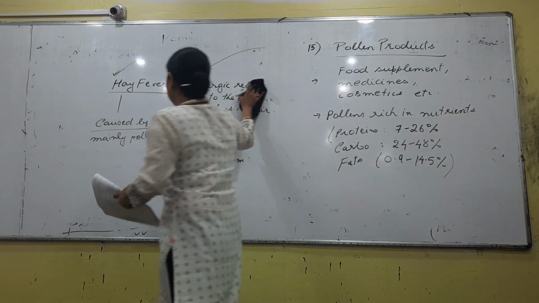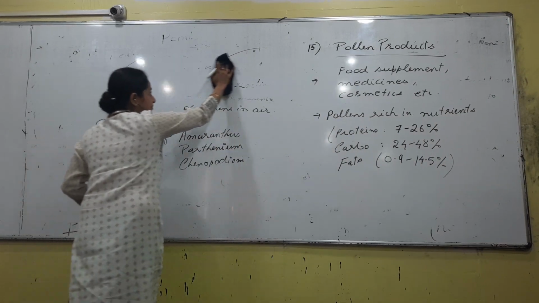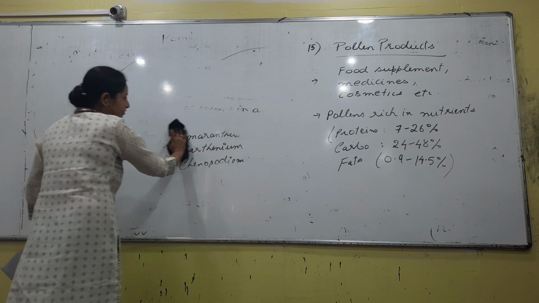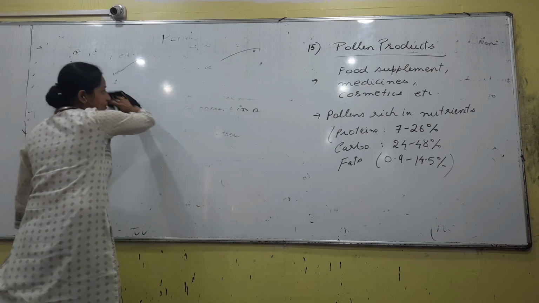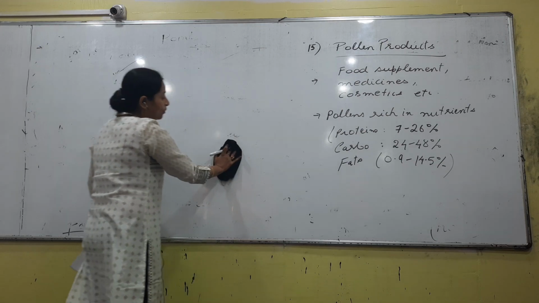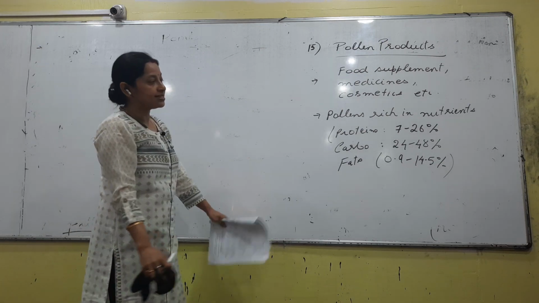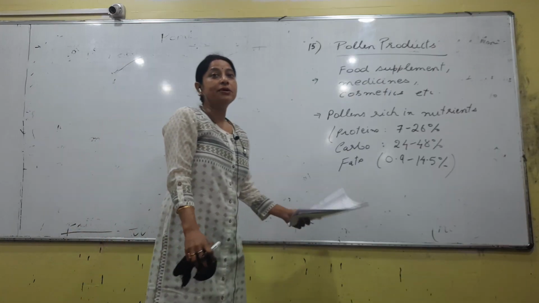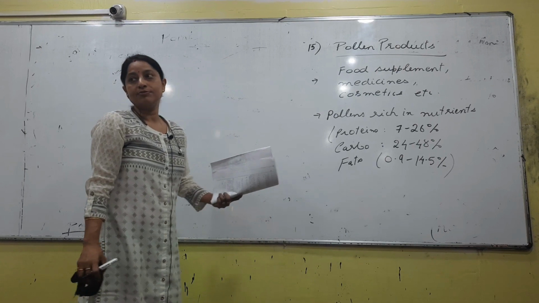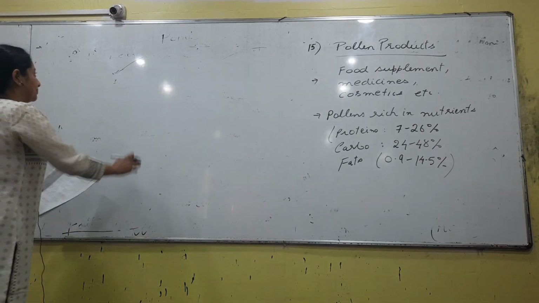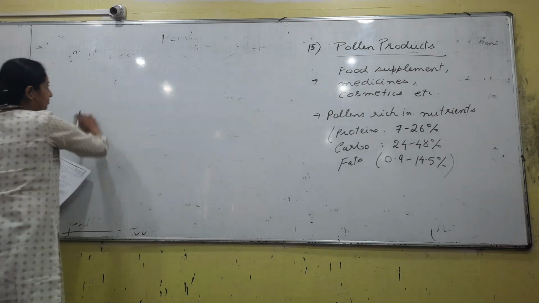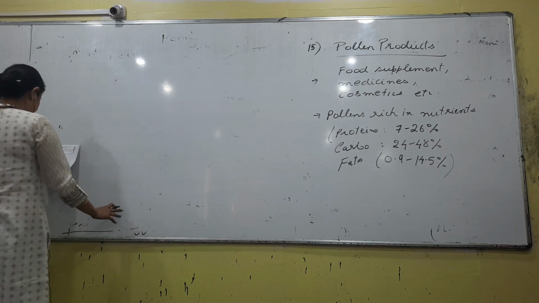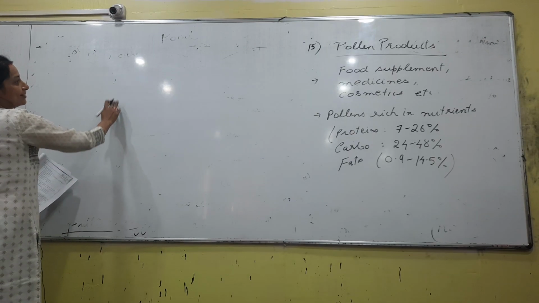So we have certain positive aspects of pollen grains also. Various pollen grains are used for the manufacture of certain types of medicines, cosmetics, food supplements, etc. Why is it used as a food supplement? Because it is rich in nutrients. As far as the percentage is concerned, not very important. Carbo is carbohydrate.